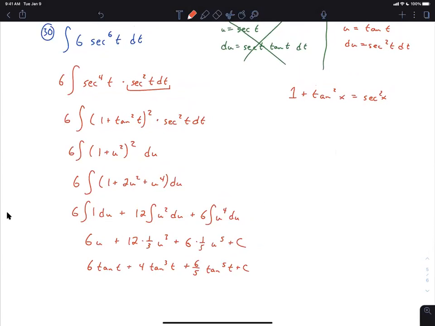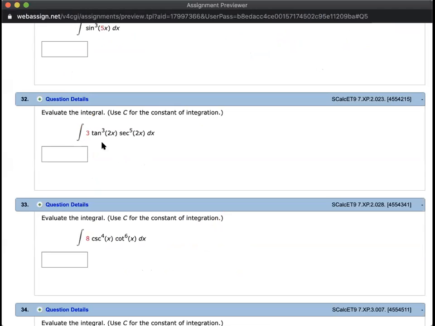Okay, so when you get to these on the review, 32 and 33 are going to be real similar to that. On 32, I would u sub out the 2x first. So I would let u equal 2x, and then du is 2. So you get a 2 here and a 1/2 outside, and you'll get tangent to the 3rd u, secant to the 5th u, with 3 halves instead of 3, and then follow the same idea.